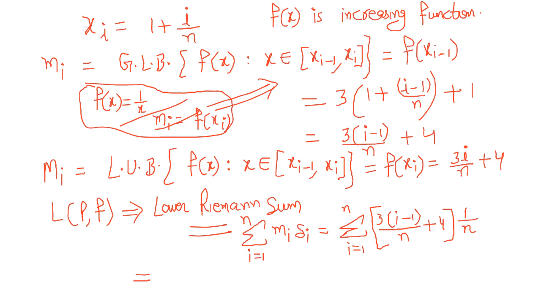See in the chat, Muskan has written. Okay, just 1 minute, I am seeing. Muskan has written that it is 3 by 2, (1 minus 1 by n), plus 4. So Muskan has given the result for LPF, just check and match your result: 3 by 2, (1 minus 1 by n), plus 4. Okay. Harkomal, have you got this result for LPF?